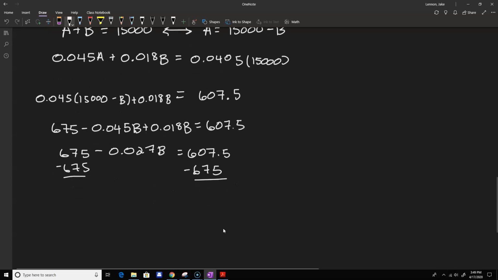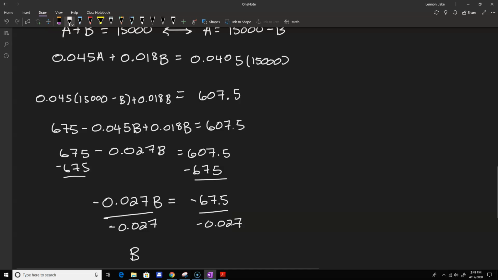So we end up with minus 0.027b, and this is equal to negative 67.5. So we divide by the negative 0.027 on both sides. So we get our value for b, which comes out to $2,500.